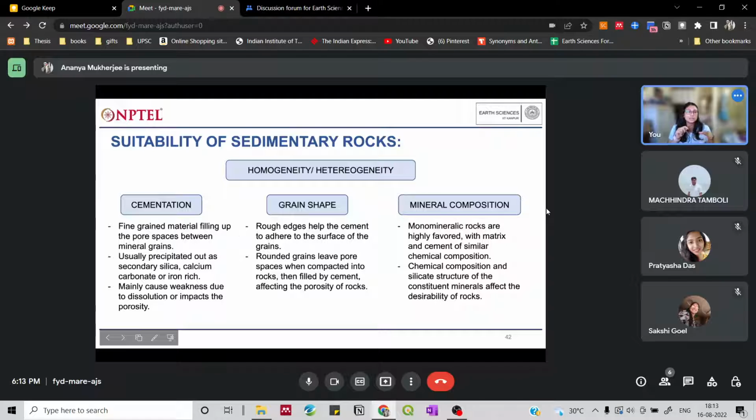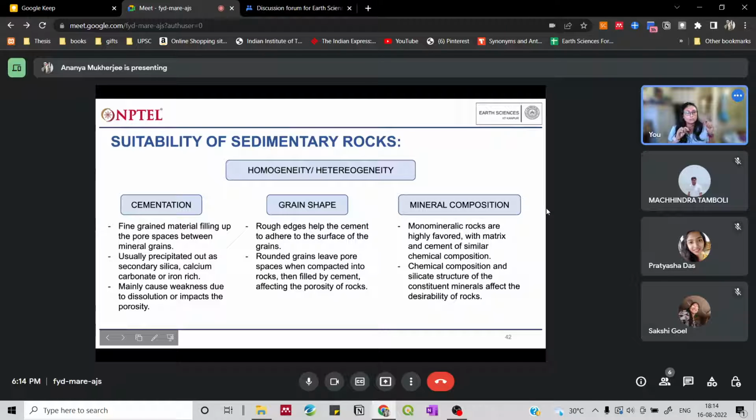The next factor that controls the homogeneity or heterogeneity is the grain shape. If you have rough edges, these edges can very easily be adhered to by the cements. It will make fewer pore spaces, because the angular grains can arrange themselves in a way that reduces the pore spaces. That is why an angular grained sedimentary rock would be much preferable to a rounded grained sedimentary rock.